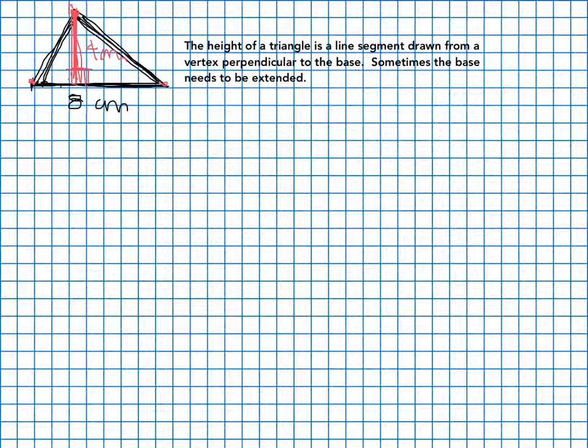So the height of a triangle is a line segment drawn from the vertex perpendicular to the base. Sometimes the base needs to be extended. Now, look what I did right here. I drew a line from a vertex perpendicular to the base. Now, if this is my base, it has to meet here. I can't draw from here to here unless this is my base. Let's look at another example here.